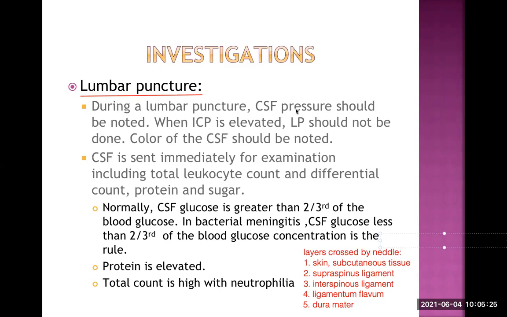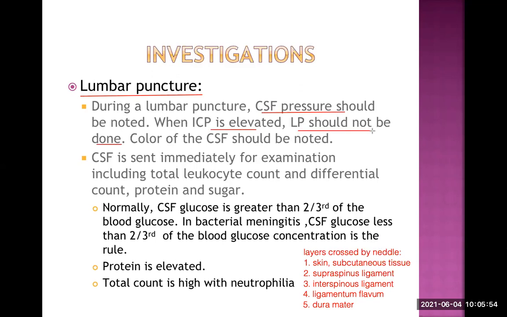During the lumbar puncture, the CSF pressure should be noted. If pressure is very high, then we suspect there is too much raise in intracranial pressure, which is seen in bacterial meningitis. If the pressure is not that high, then we may think about viral meningitis, or even a normal CSF picture. So CSF pressure is the first thing. When ICP is elevated, LP should not be done.